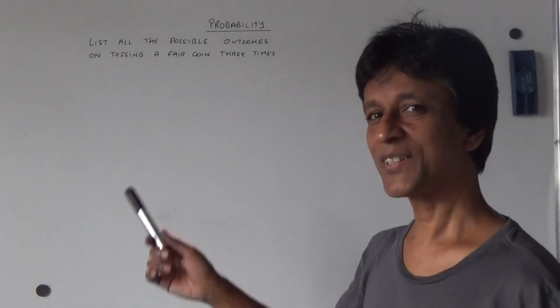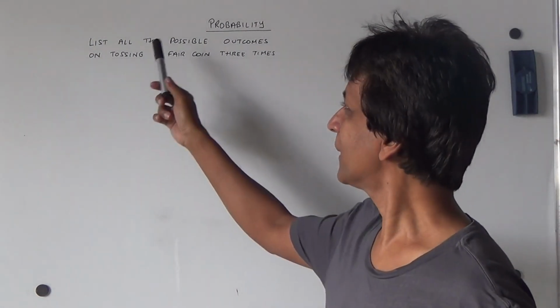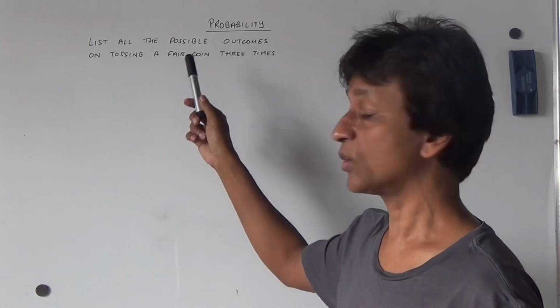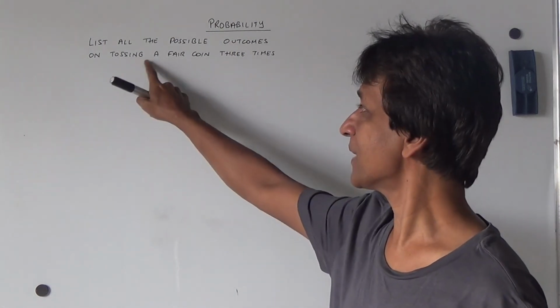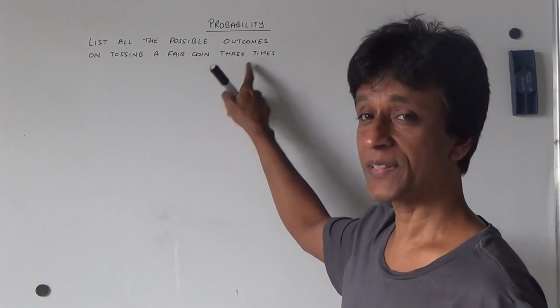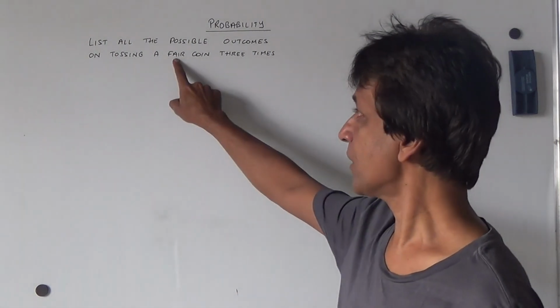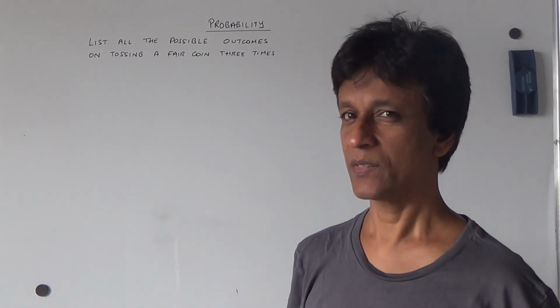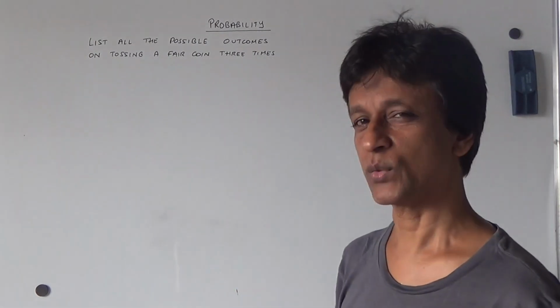Hi. As you can see on the board, we're going to look at all the possible outcomes that we get on tossing a fair coin 3 times. This is a very important thing. It's a fair coin. We can have a biased coin, but let's talk about this one, alright?